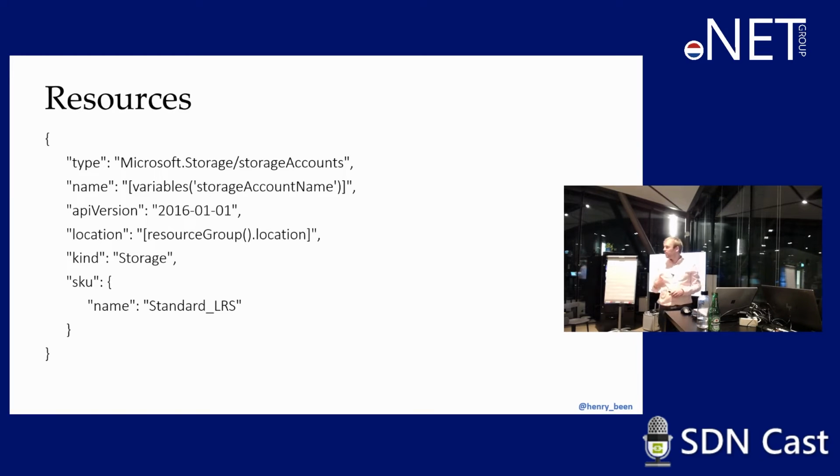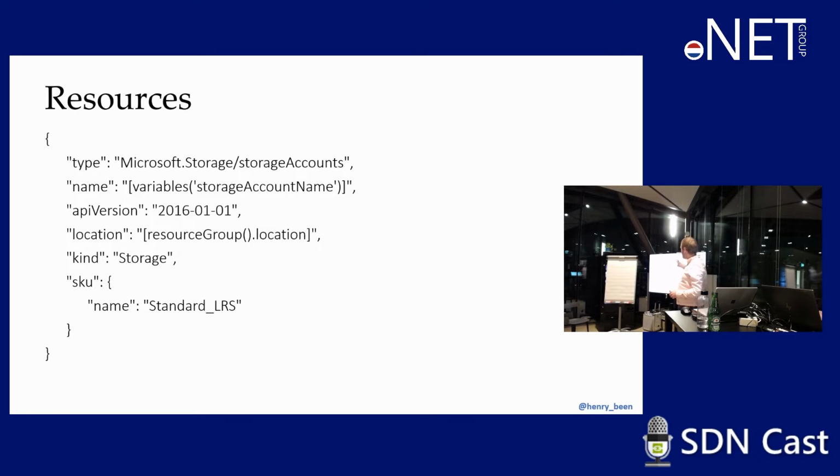So there are a lot of built-in functions within the Azure Resource Manager. One of them, for example, is resource group. This will give me an object with a number of properties describing the resource group that I'm currently deploying to. So what this will do, it will look up my resource group, find its location, for example West Europe, and will reuse that location also for the location of the resource. The function variables kind of does what it says. It looks up a variable within the template.